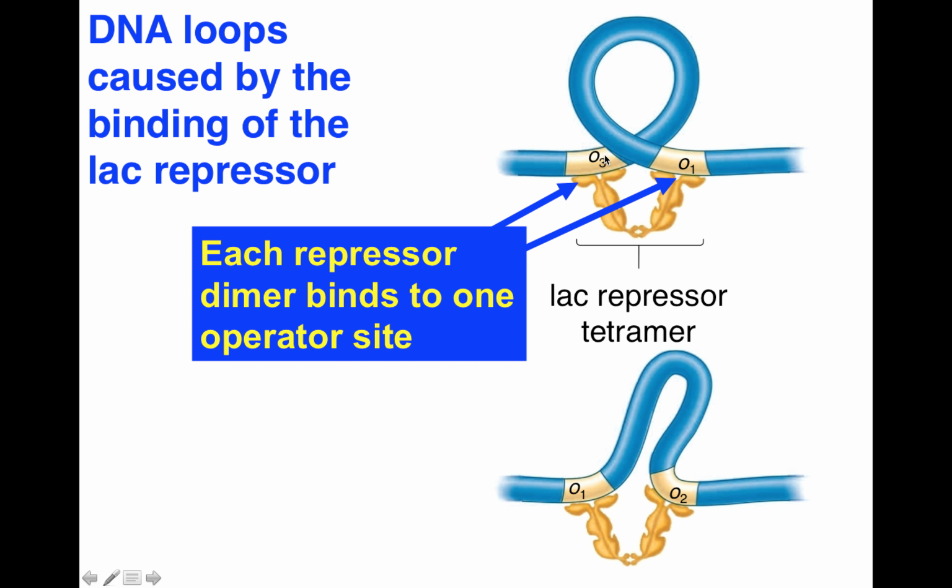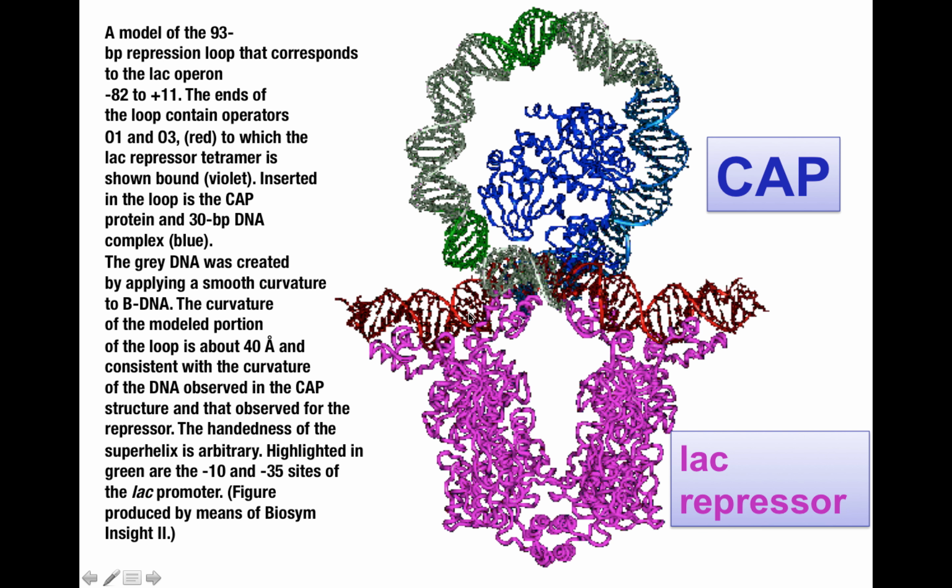Each repressor dimer binds to one of these operator sites. So here's another diagram. We saw this before. Here's the catabolite activator protein right here. It's bound right in this looped out portion of DNA when the O1 and the O3 operator sites are occupied by the Lac repressor. So what does that do for the cell? It makes it primed and ready to go if the repressor is removed.